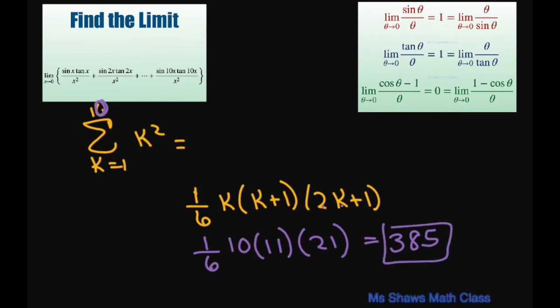Or if you wanted to, you could have just written it out and multiplied all these out, all the way from 4 squared to 10 squared, and you would still have gotten 385.